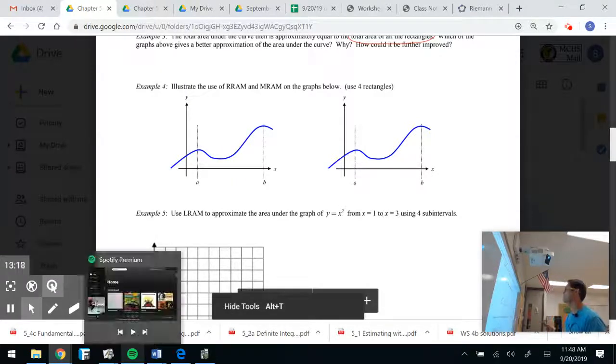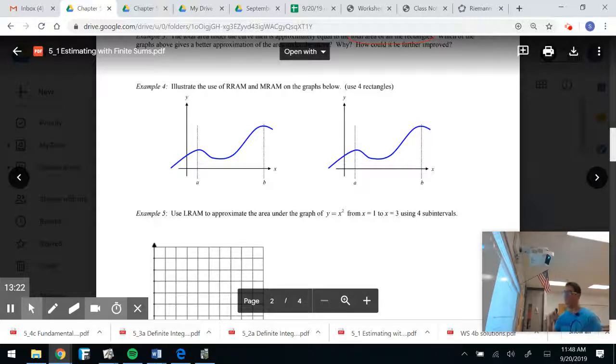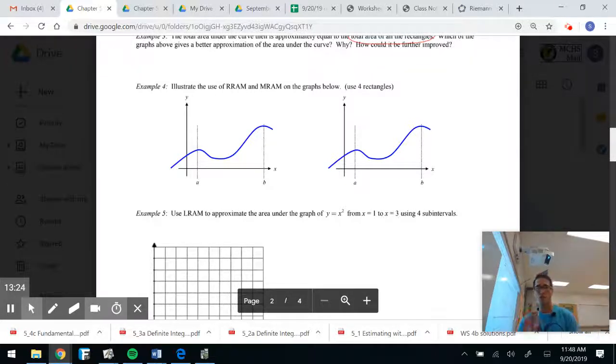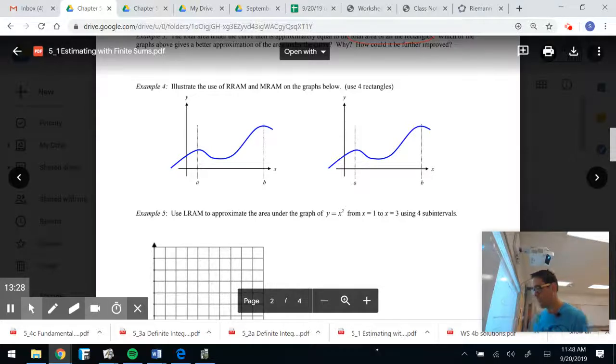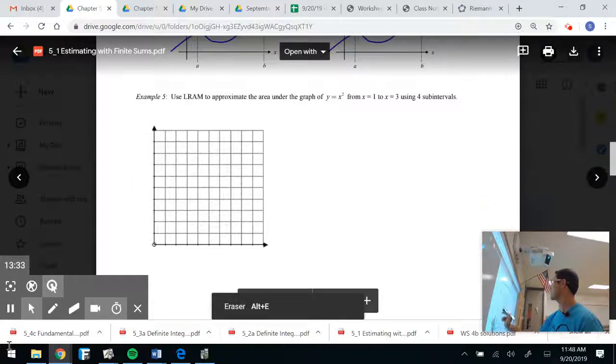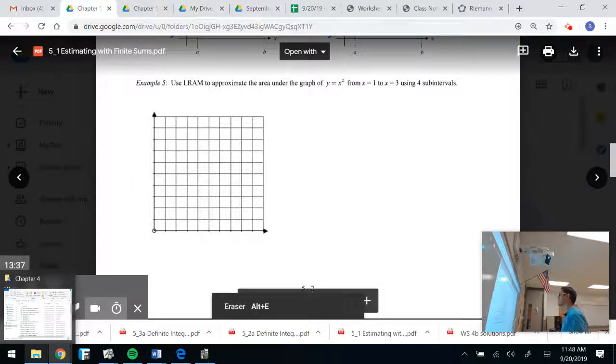Example 4, illustrate the use of RRAM and MRAM on the graphs below. And it says to use your rectangles. I didn't realize it, but I already did that. So go ahead and practice it right now. Do it again, and you should have the notes on the previous page. So let's keep rolling, okay? Use LRAM to approximate the area under the graph. Ooh, and we're going to go from 1 to 3.